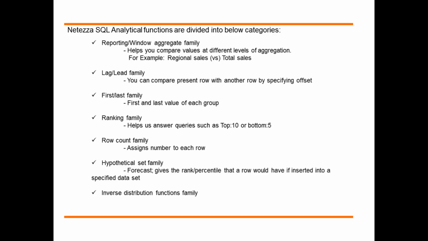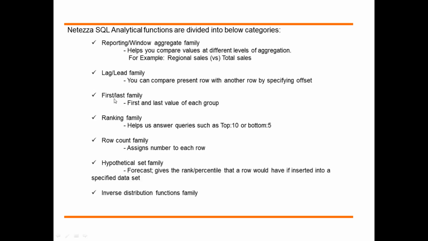So to understand these SQL analytical functions, that's in the next slide, but in this slide, we are putting it here that Netezza SQL analytical functions are divided into the below categories. Reporting or window aggregate family, which helps us to compare values at different levels of aggregation. For example, region sales versus total sales. Lag and lead family. You can compare the current row with another row by specifying an offset. We have examples coming on this.